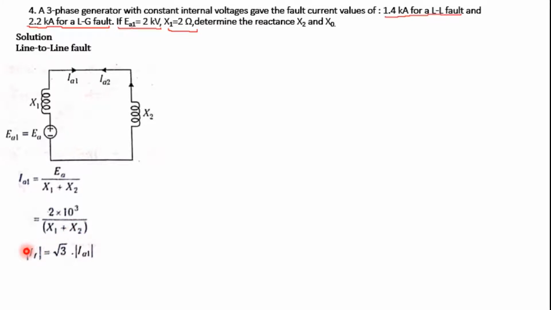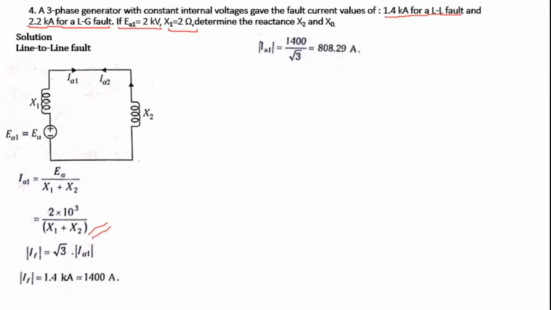What is the expression for the fault current? Here it is not line to ground, it is line to line fault. The expression for this is IF is equal to root 3 times IA1. It is given in the problem that IF is 1.4 kiloamperes, that is 1400 amperes. Calculate IA1, we will get 808.29 amperes. Substitute this 808.29 amperes in this equation.